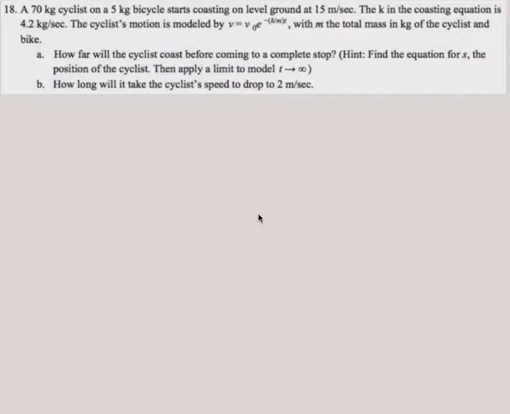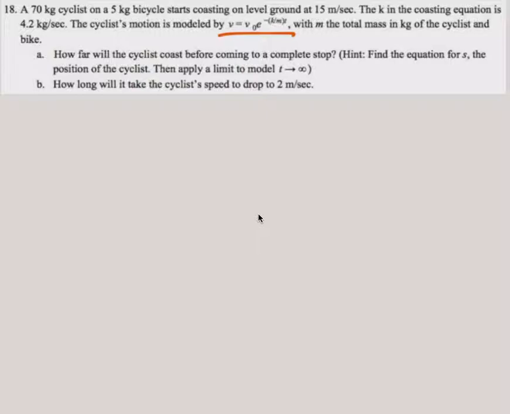A, how far will the cyclist coast before coming to a complete stop? So we need to answer a question about distance, even though we're only given the velocity function. The velocity function is here, specified in more detail. There are two main techniques or approaches you can go with.